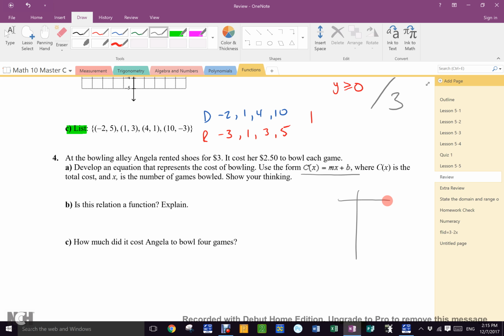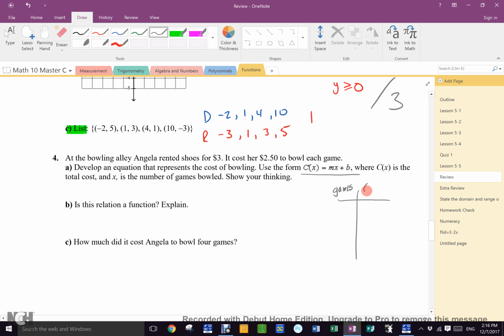Cost and number of games played. Which one of those is independent? I got this. Number of games played. Number of games is independent. So games is over here, because the more games I play, the more money I pay. Cost depends on games, right? So over here is cost.